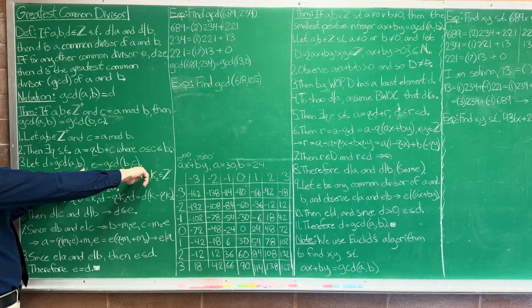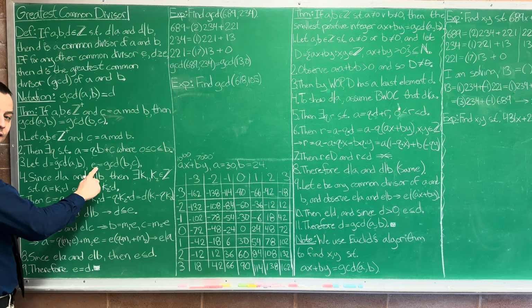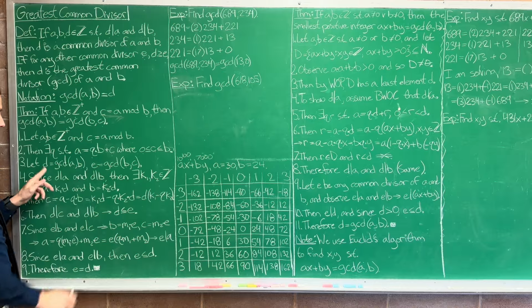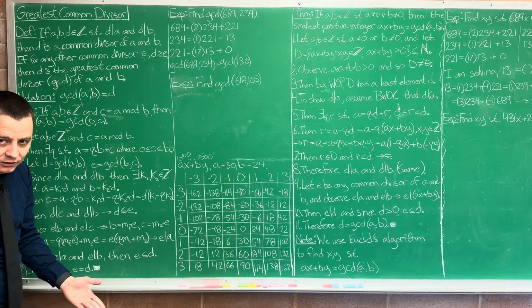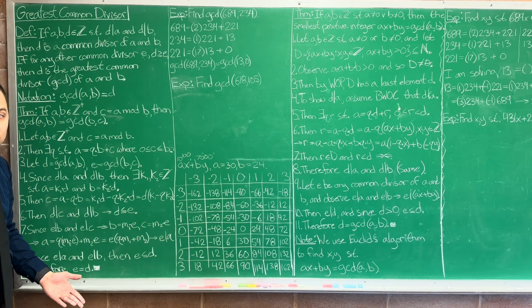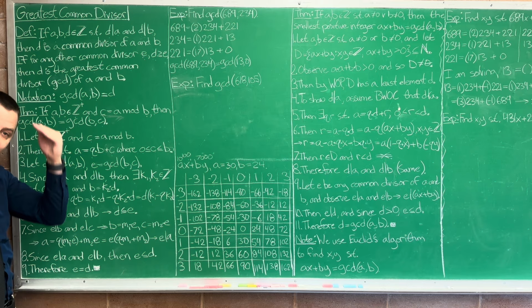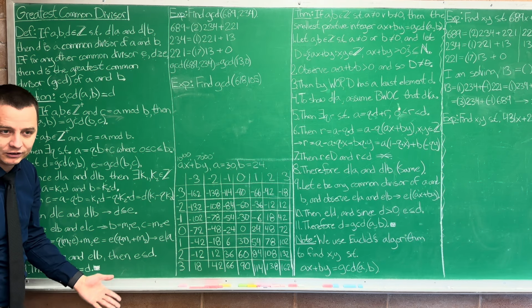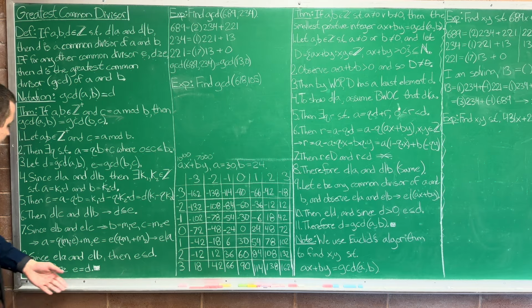Okay. How am I going to prove this? I'm going to prove that D is less than or equal to E, and then I'm going to prove E is less than or equal to D. If they're both less than or equal to each other, they have to be equal to each other. If I'm less than or the same tall as you, and you're less than or the same tall as me, we have to be the same height. Make sense? Yep. So that's what we're going to prove.